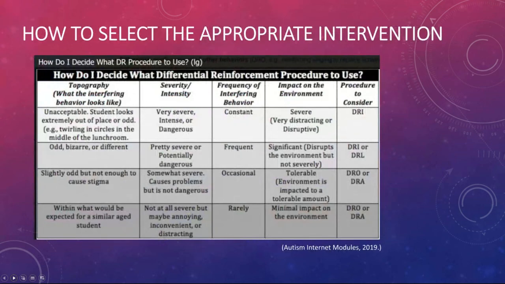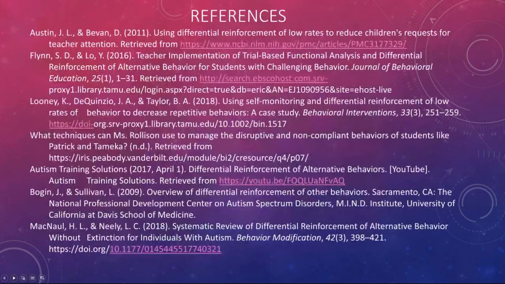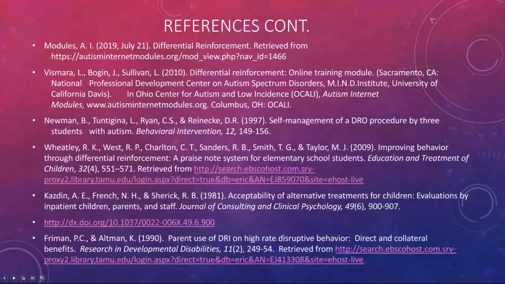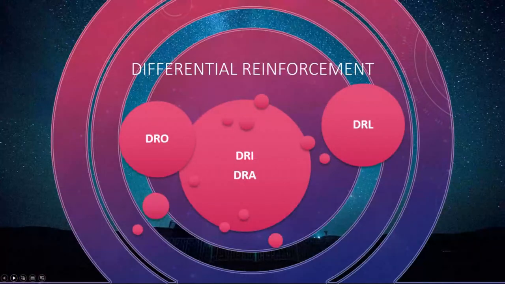And this is a little chart to show you how to select what appropriate intervention is necessary for the behavior that you're seeking to either increase or decrease. All right, and here are our references for our sources. Once again, just to wrap it up, we have 4 different differential reinforcement procedures: differential reinforcement of other behaviors, differential reinforcement of incompatible behaviors, differential reinforcement of alternative behavior, and differential reinforcement of low rates of behavior.